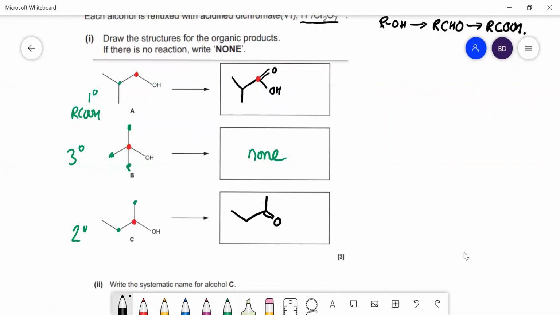Right, the systematic name for alcohol C. I like to number it. So let's look at the longest carbon chain. It's going to be 1, 2, 3, 4, so it's going to be butanol. And because the OH is on number 2, it's going to be butan-2-ol. Just be careful not to number it the other way around. You wouldn't be correct to call it butan-3-ol. You always use the smallest number.